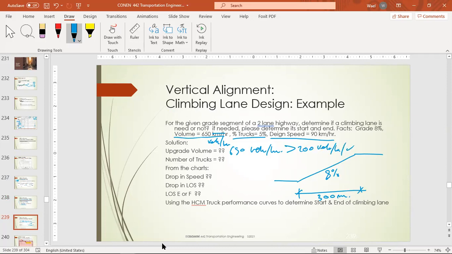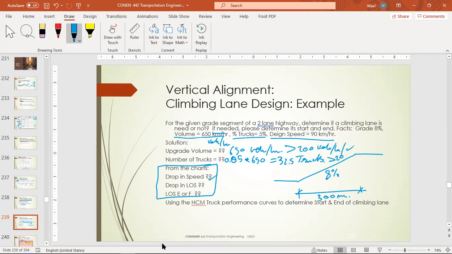Number of trucks, we have 5% trucks. So we have 0.05 multiply 650. So this would be 0.05 multiply 650. So that's 32.5 trucks. That's greater than 20.